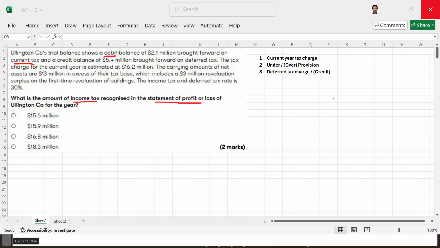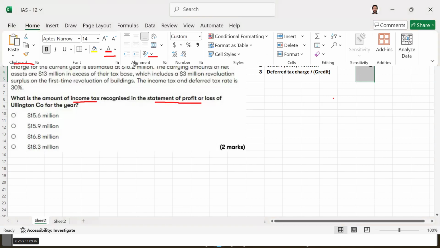So here we go. In this one, we are provided that there is this under provision. Like last year we provided less, so we are going to compensate for it, and we're going to charge extra this time. So this is related to previous year's charge since we provided less. So this is going to be 2.1 million here. These figures are rounded, so I'm just going to unround these so that you can understand.